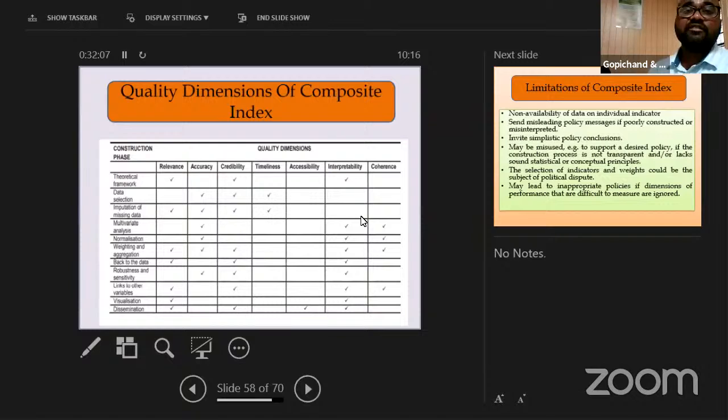Coming to the quality dimensions of the composite index, we concentrate on normalization, weighting and aggregation. Normalization techniques bring accuracy, interpretability and coherence of the measurement, whereas weighting and aggregation methods bring relevancy, accuracy, credibility, interpretation and coherence.